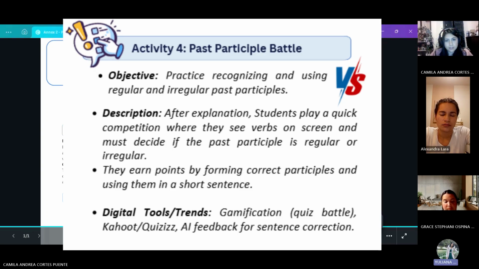We use digital tools such as Kahoot, quizzes, and AI feedback to make learning more motivating and help students improve grammar and sentence construction. The importance of this activity is that students learn grammar through participation, interaction, and gamification, which increases motivation and confidence in English learning.